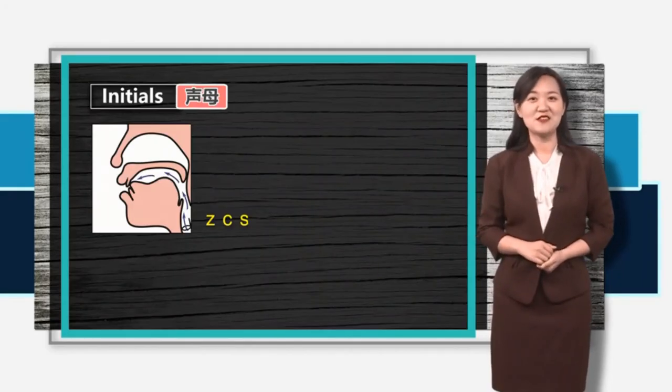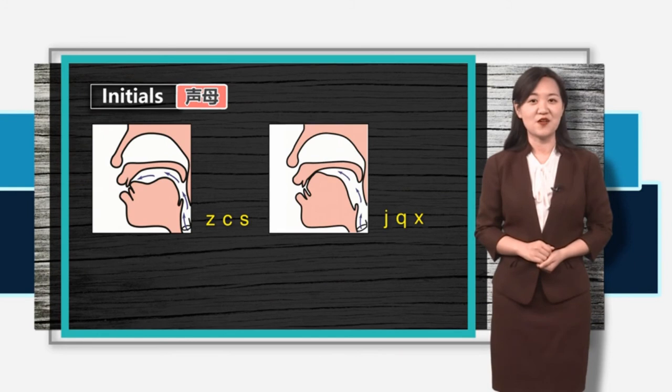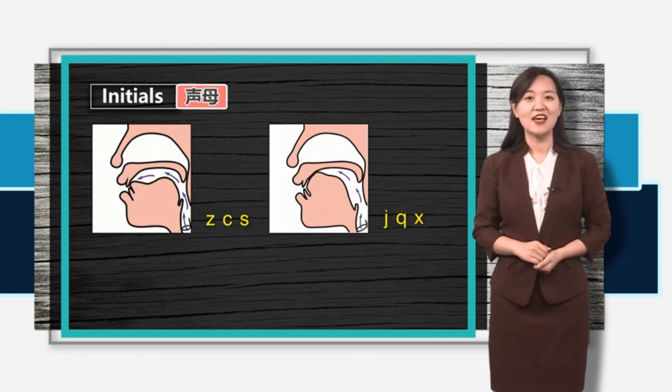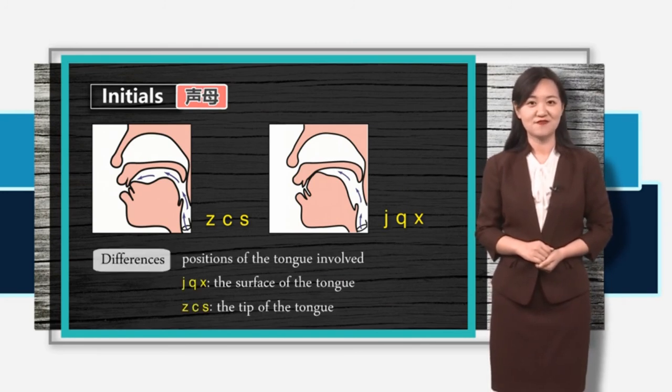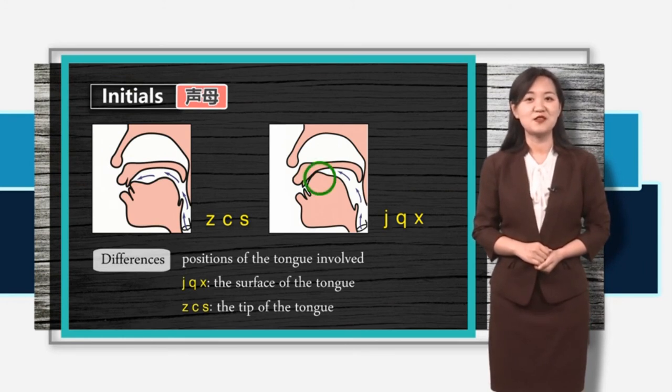Now let's move on to a similar group. 滋 c and 思. The positions of the tongue involved in 鸡 qi, xi and 滋 c, s are different. For 鸡 qi, xi, you use the surface of your tongue. For 滋 c, s, you use the tip of your tongue. Now read after me and feel the difference.